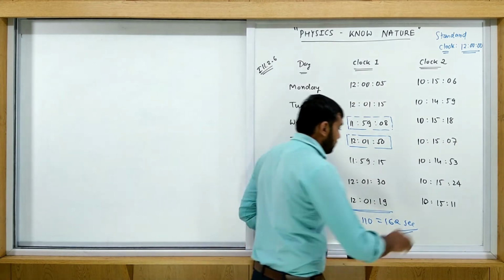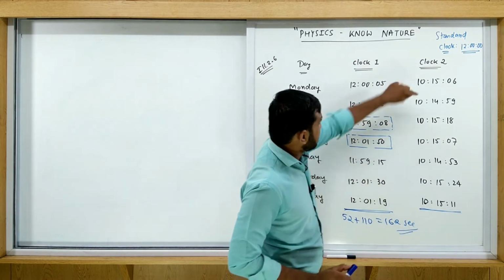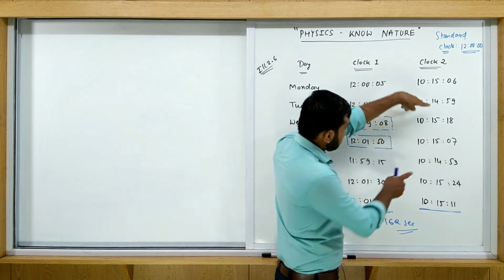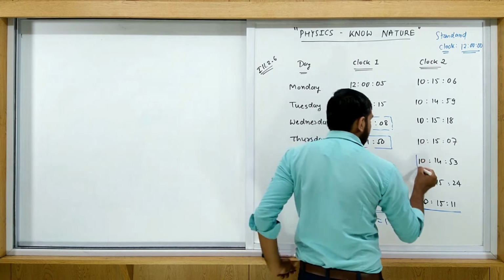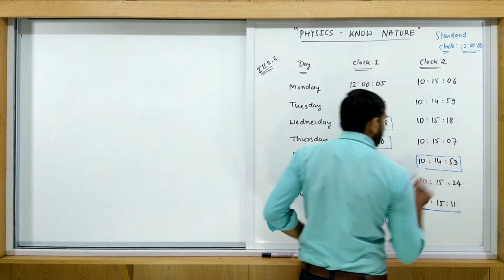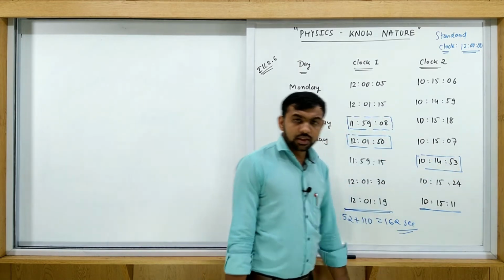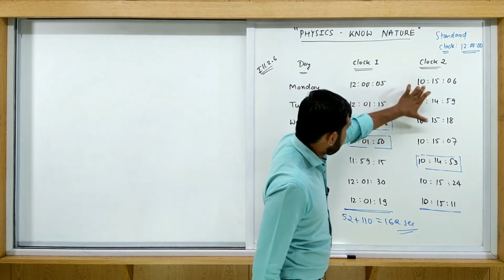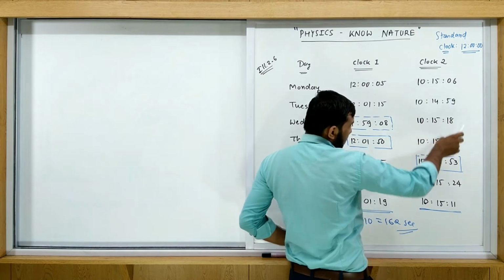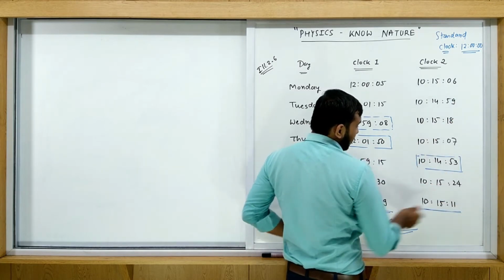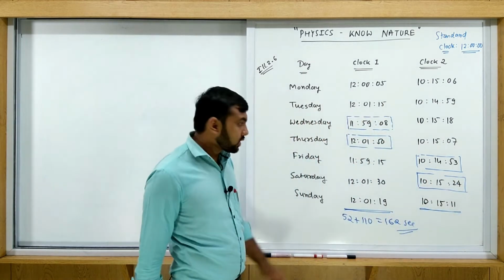Exactly similarly, find the same thing for clock 2. Minimum reading: 10, 10, 10, all are 10. Second one 15, 14, 14. Out of these, 14 and 14, 59 and 53. Here 59, here 53, so the minimum is 53. Now find the second one. 15, 15, 15, 15. Which one is the largest? 6, 18, 7, 24, 11. So 24 is the largest.